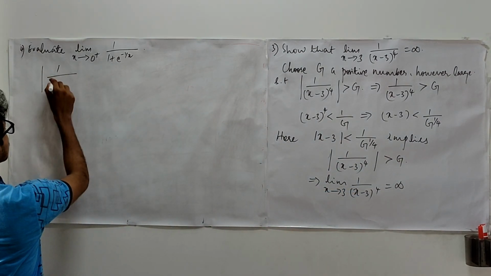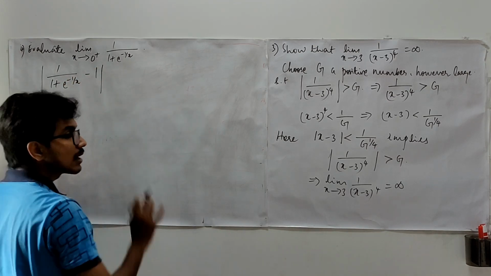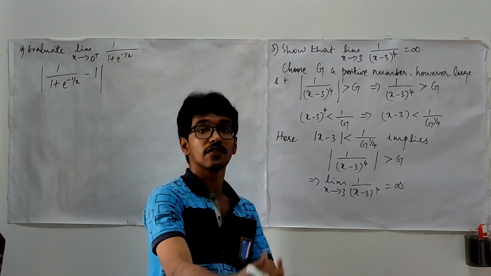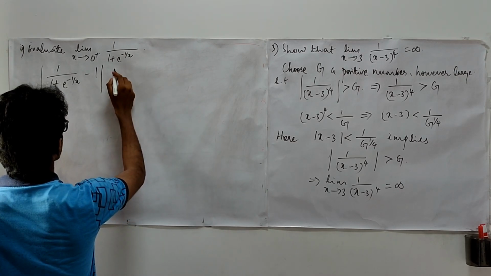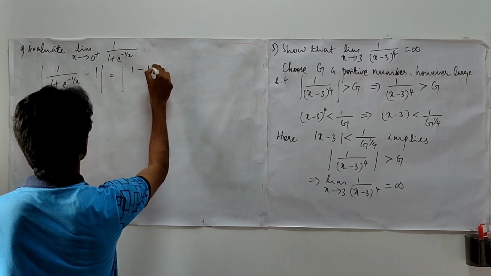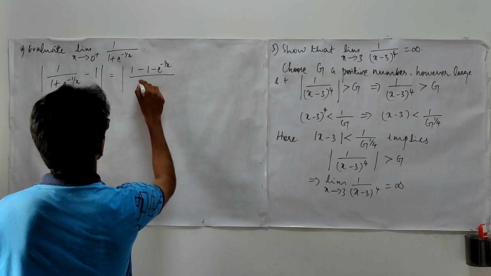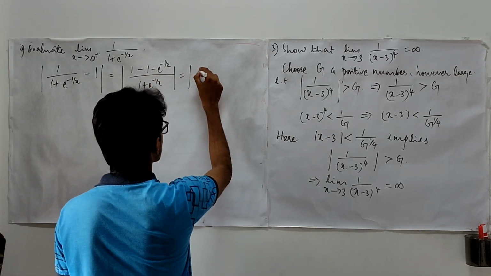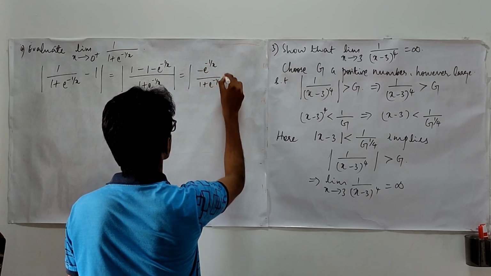So we have to try and identify something. This has to be less than epsilon for a suitable choice of delta. This is what we have to prove. For which, it is going to be absolute of 1 minus 1 upon 1 plus e to the power minus 1 upon x, which is going to be simply absolute of minus e to the power minus 1 upon x upon 1 plus e to the power minus 1 upon x.